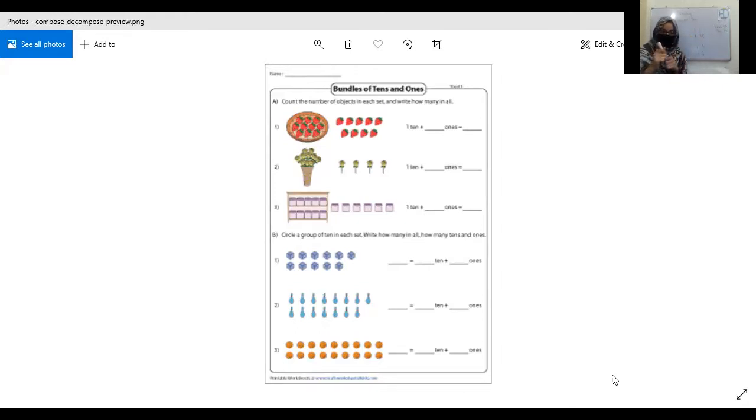Excellent. Now let's look at the balls. How many tens are there? Just count them. And how many ones are there now? Five. Very well done, Ahmed. So if we have 1 ten and 5 ones, the answer would be 15. Okay, now let's look at the last one.